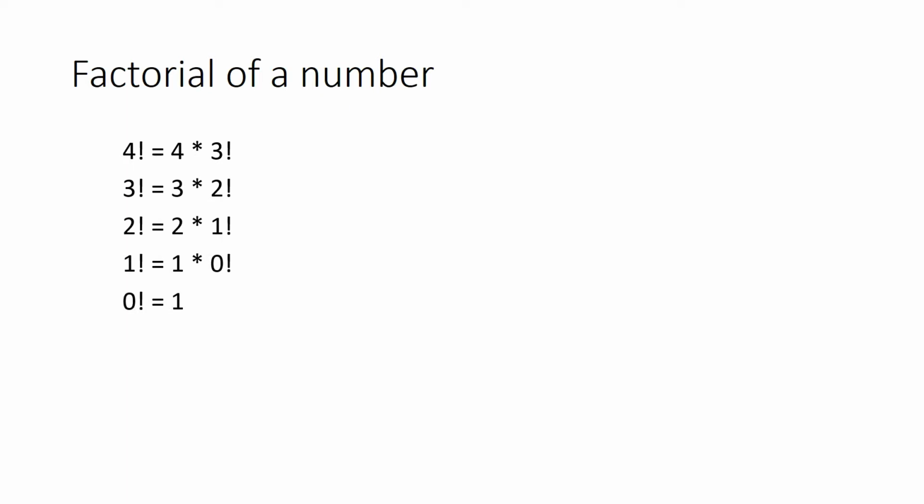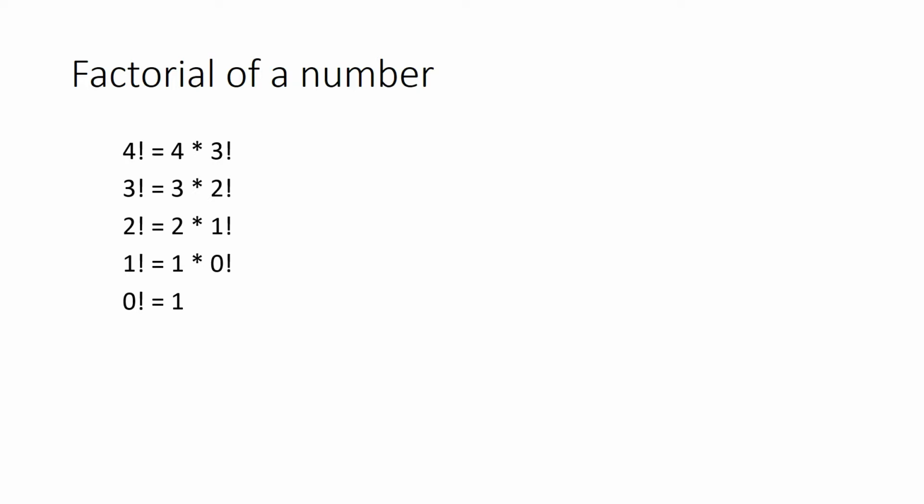A very famous recursive algorithm is the factorial of a number. So what is the factorial of a number? The factorial of a number is the result of all the multiplications of all numbers below that number. So, for example, the factorial of 4 will be 4 times the factorial of 3. The factorial of 3 is 3 times factorial of 2, factorial of 2 is 2 times factorial of 1, factorial of 1 is 1 times factorial of 0, and factorial of 0 will always be 1.